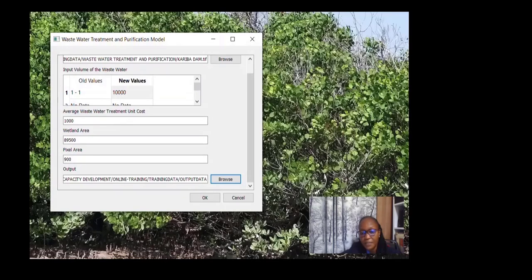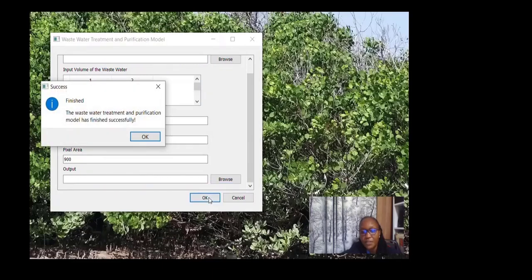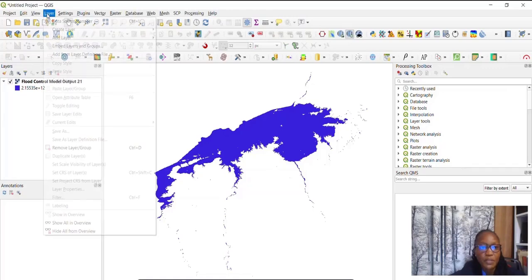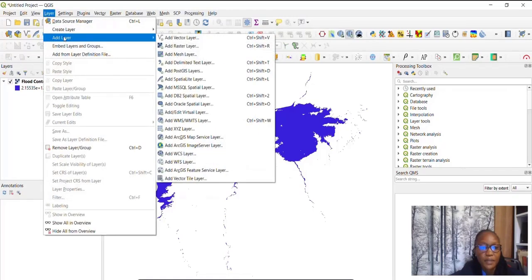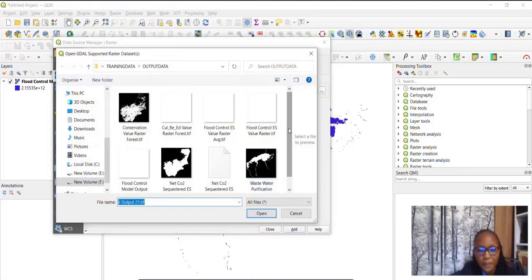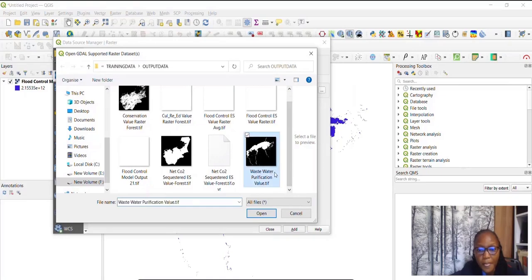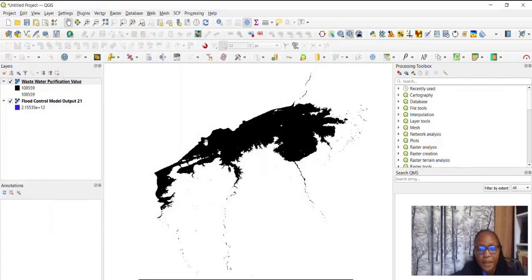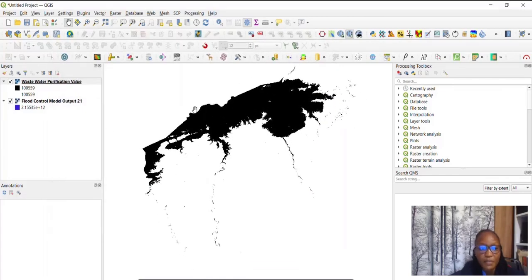Output data, I've selected that. Then it is now okay to run the model. It's a very short model, runs within a very short time. Once it's finished running, we can now go and visualize the model. So we open our QGIS where we had our previous models and add this wastewater treatment purification model. And it gives us one value per pixel raster.